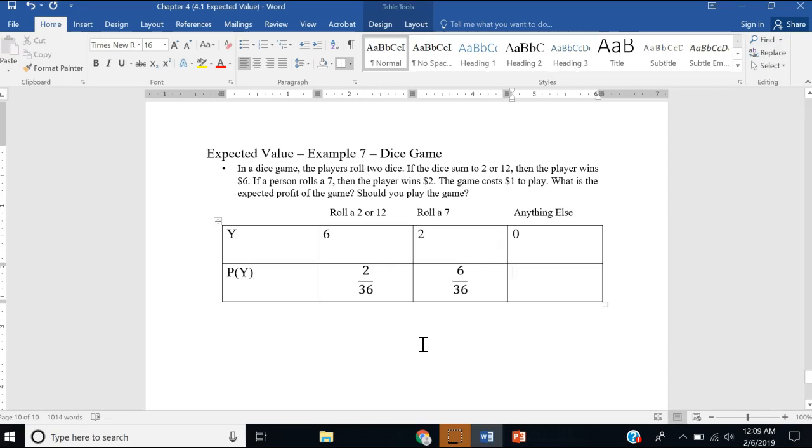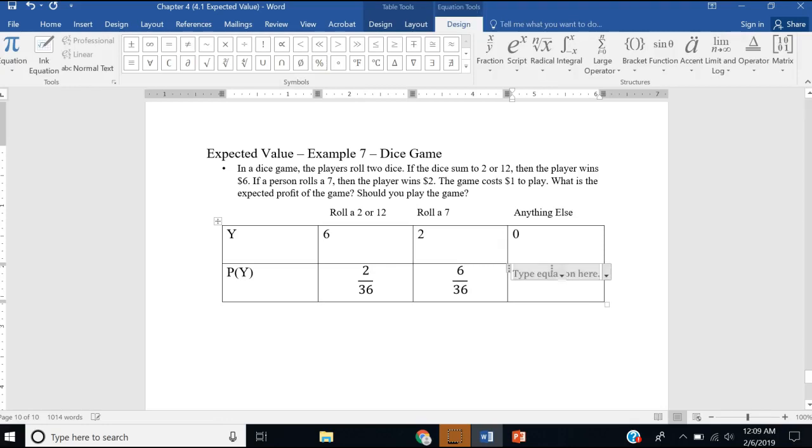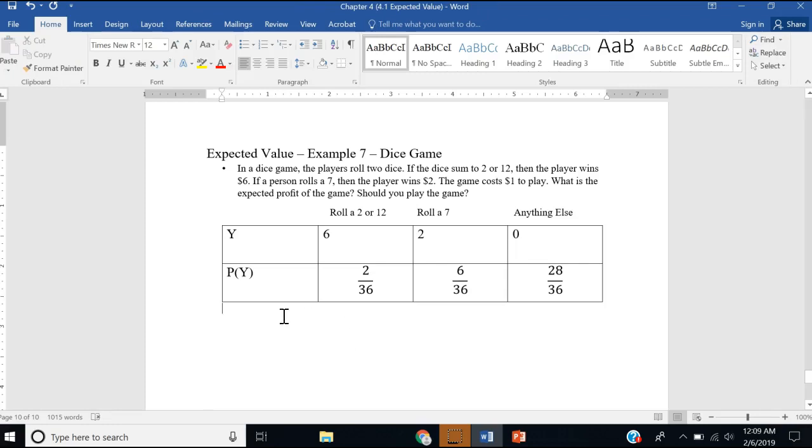Anything else? Well, instead of adding all those other probabilities, I'm just going to realize that this accounted for 8 out of the 36 slots. So we have 28 out of the 36 slots that are unaccounted for. Okay? And then once again, the same standard technique.